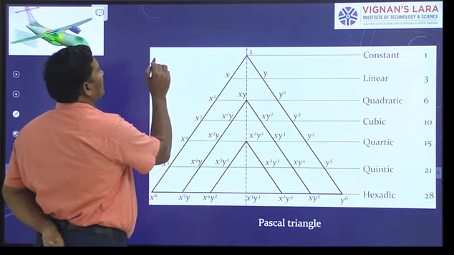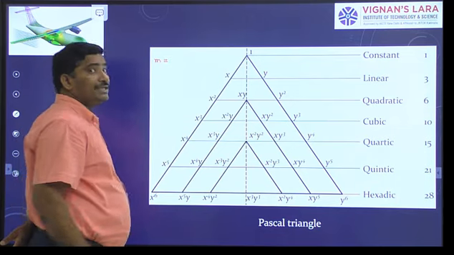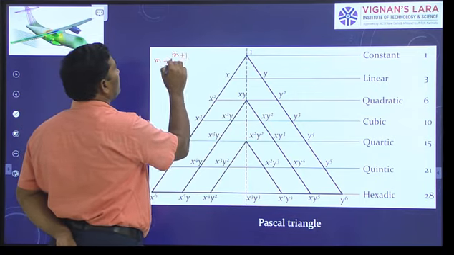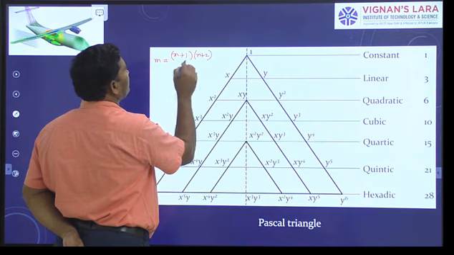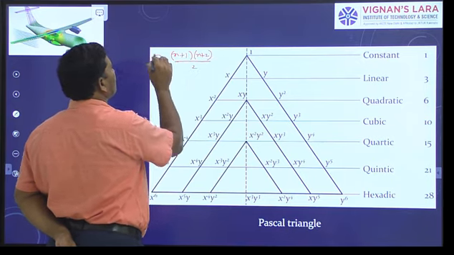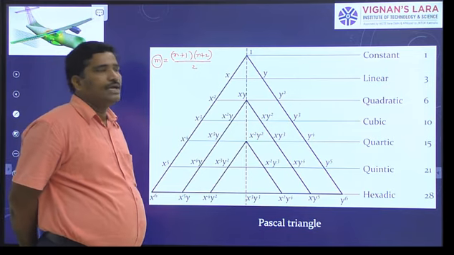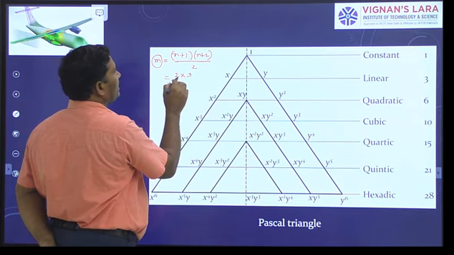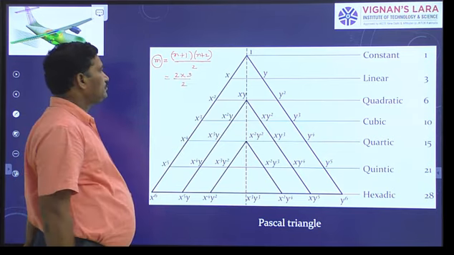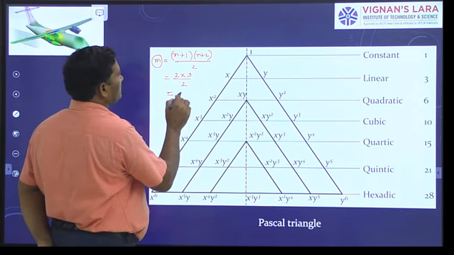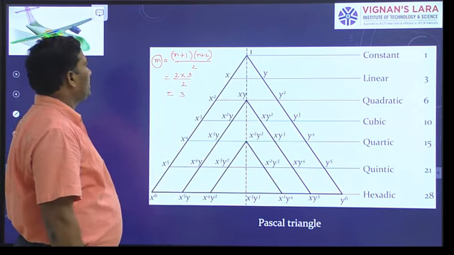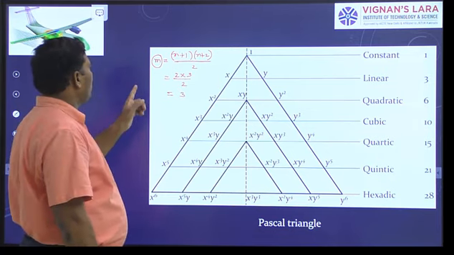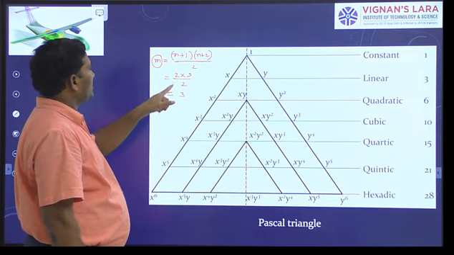So what is the formula for determining the number of terms? m equals n plus 1 into n plus 2 by 2. m is the number of terms appearing in the polynomial. Right? I put n equal to 1, then what do you get? 2 into 3 by 2. Okay, n plus 1 into n plus 2 by 2. When n equals 1, you get how many?